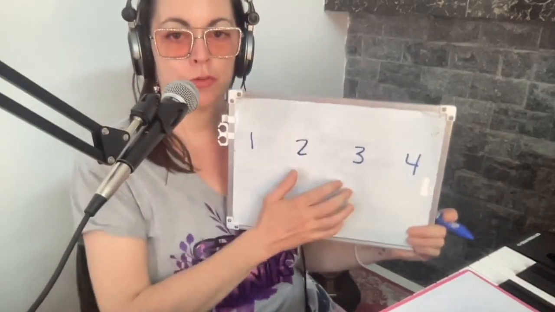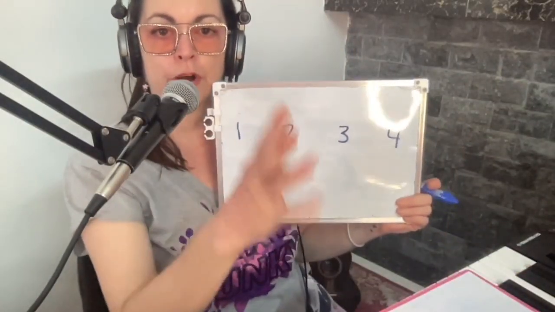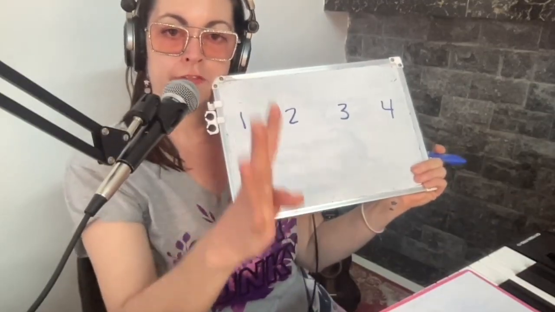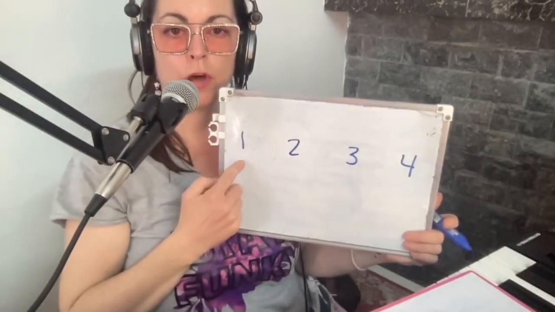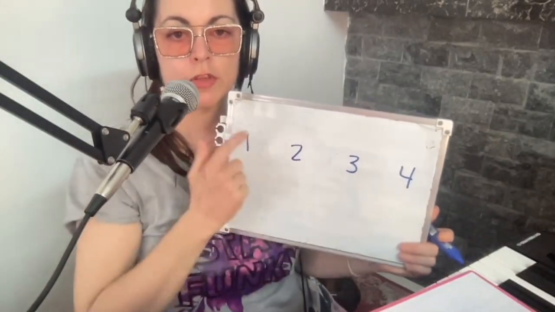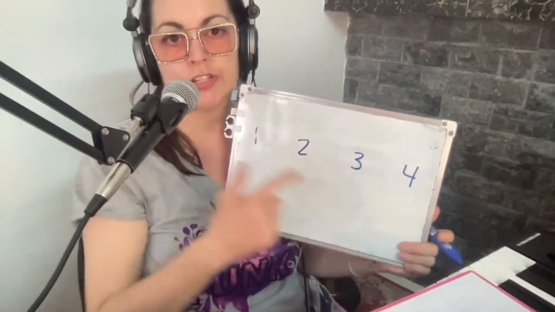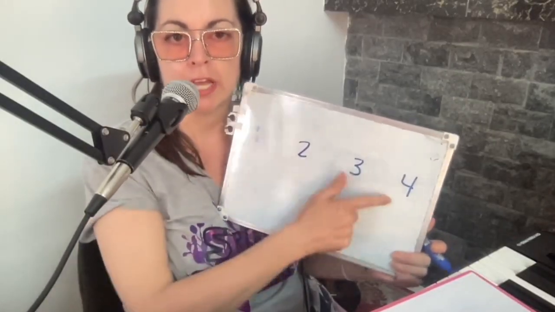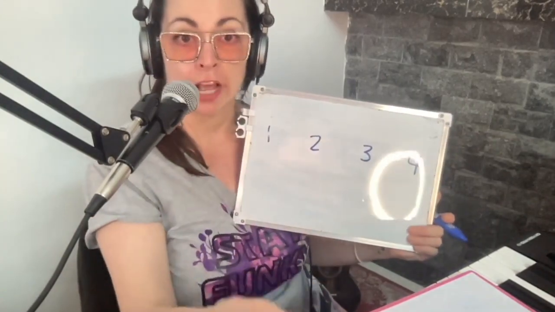1, 2, 3, 4. And we can hear that in these beats, right? 1, 2, 3, 4. And in the shuffle, 1, 2, 3, 4. So this division doesn't change. The 1, 2, 3, 4 is always going to be in the same place, no matter what style you're in.